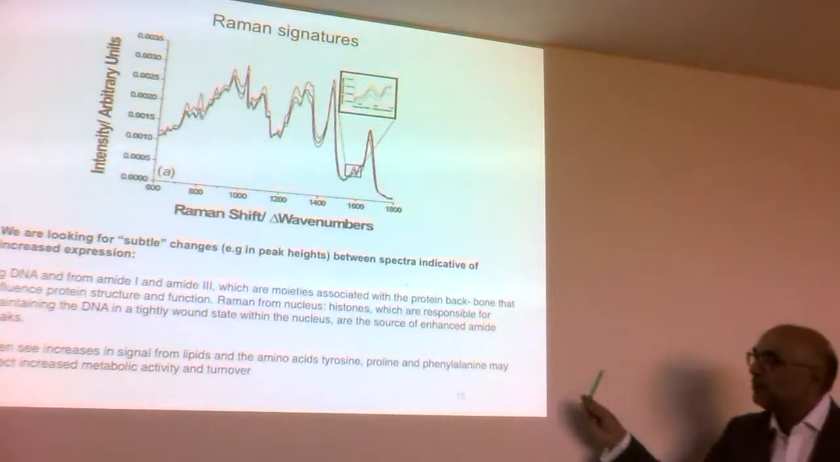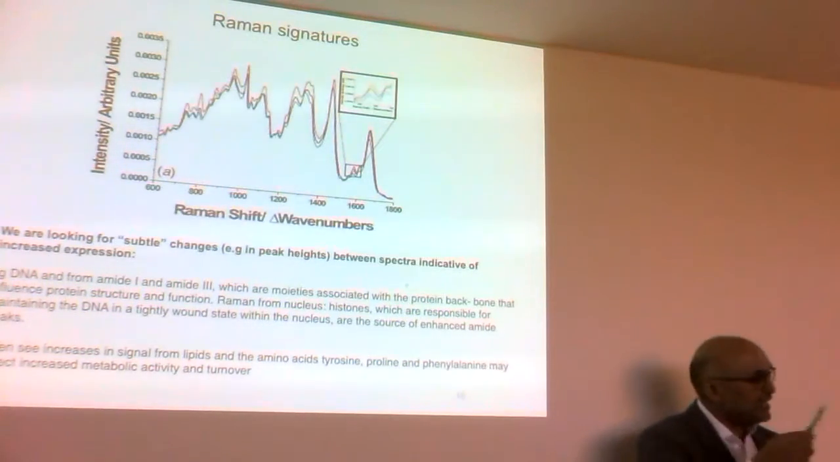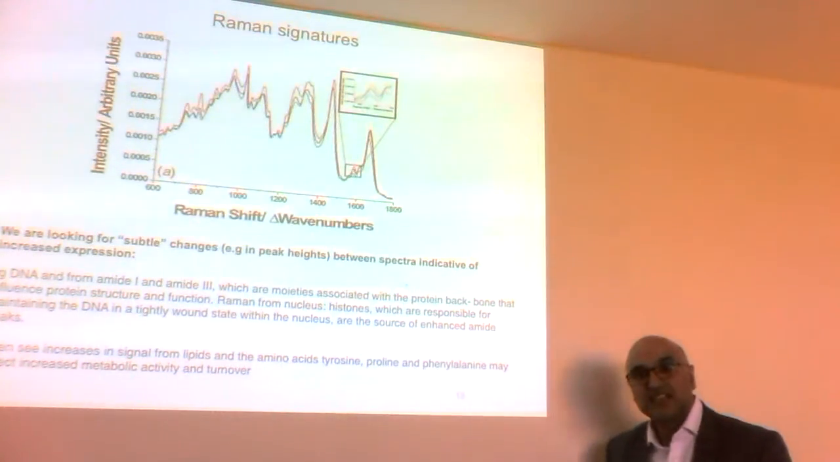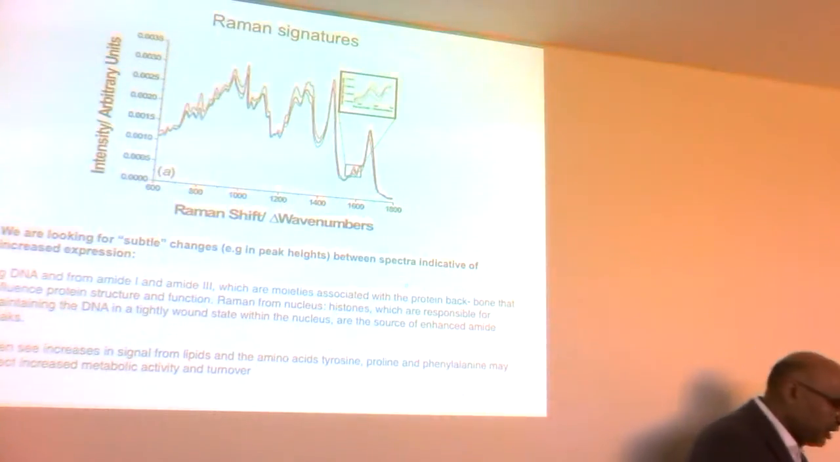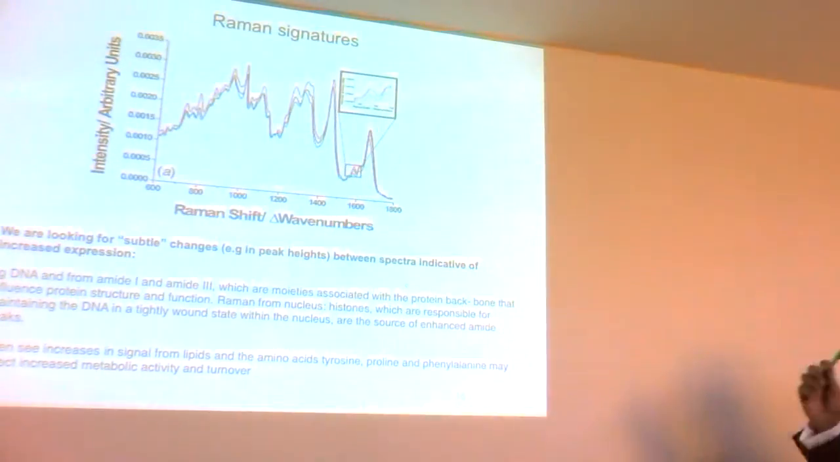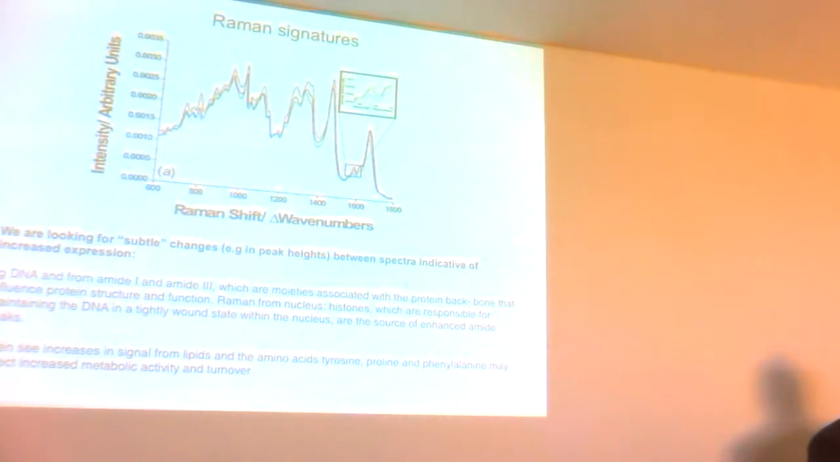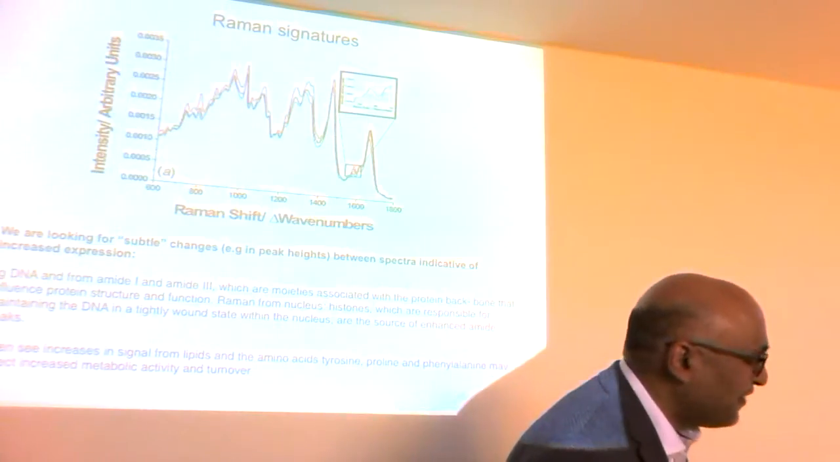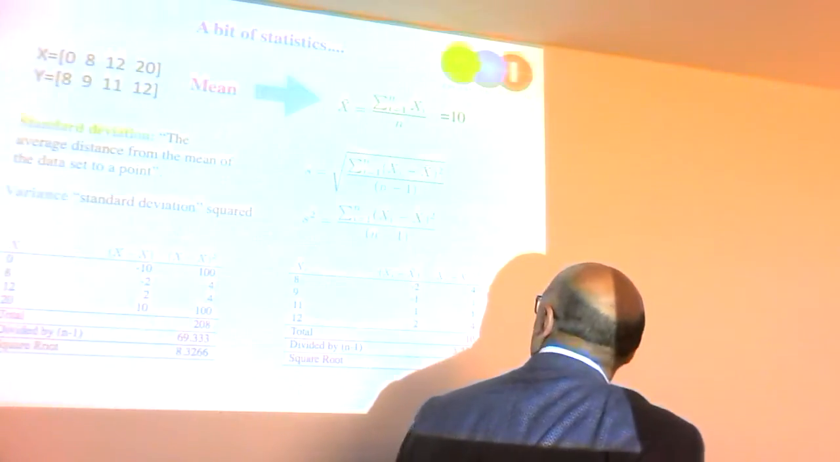So, for example, histones that maintain a DNA wound state might change in a cancerous cell. The signal from lipids or amino acids, these endogenous molecules can change, and you need to pick these up. So at first glance, this also seems really hard. Now I've told you, it's very weak, I've got a big background, and I'm looking for unbelievably subtle changes in two spectra that to the naked eye look essentially identical. So that makes things sound very, very tough in terms of the biomedical community, if I'm doing that.